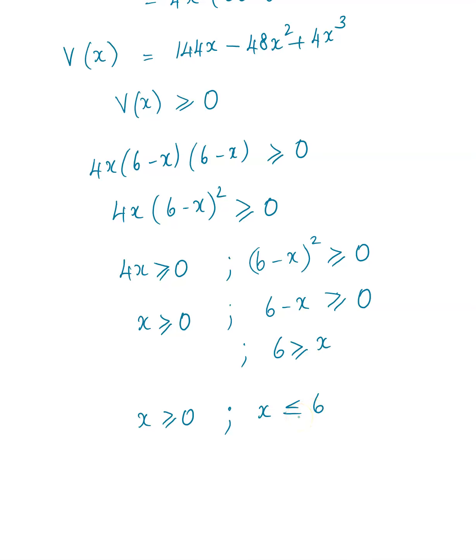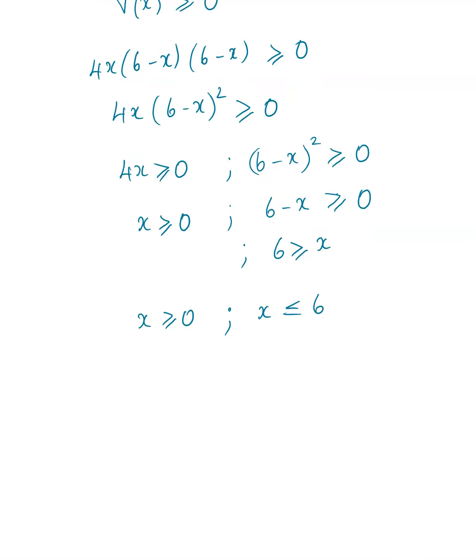Because if you went more than 6, what happens? You'll be cutting off the entire tin. There'll be no capacity. There'll be nothing there. So we now know that the x that you're going to cut off should belong to this interval 0 to 6. This is the domain for the volume. That makes perfect sense.